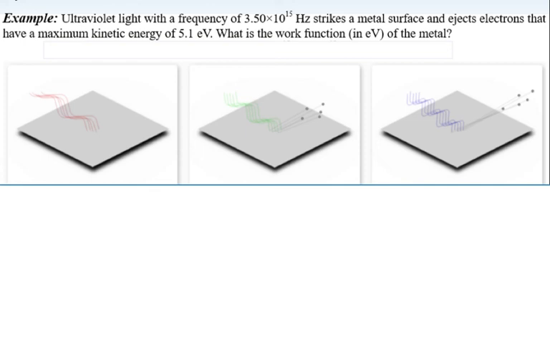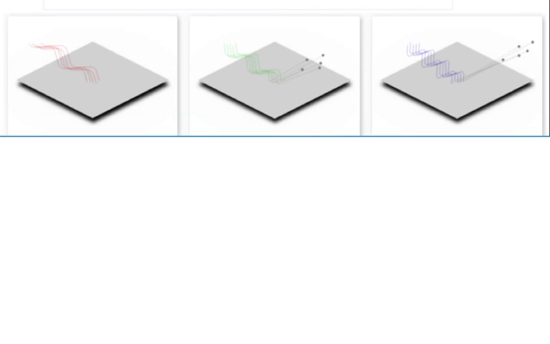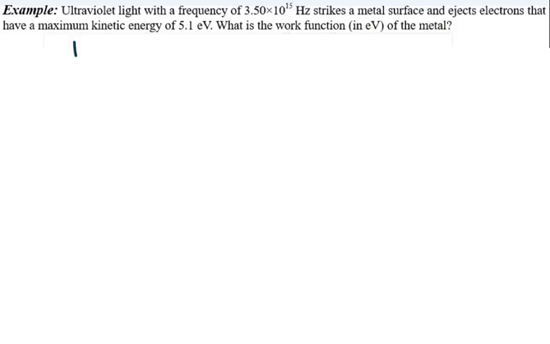So they say that ultraviolet light with a frequency of 3.5 times 10 to the 15th hertz strikes a metal surface and ejects electrons that have a maximum kinetic energy of 5.1 electron volts. What is the work function, in electron volts, of this metal? So the kinetic energy of the electrons that are emitted is given. The kinetic energy is equal to 5.1 electron volts.